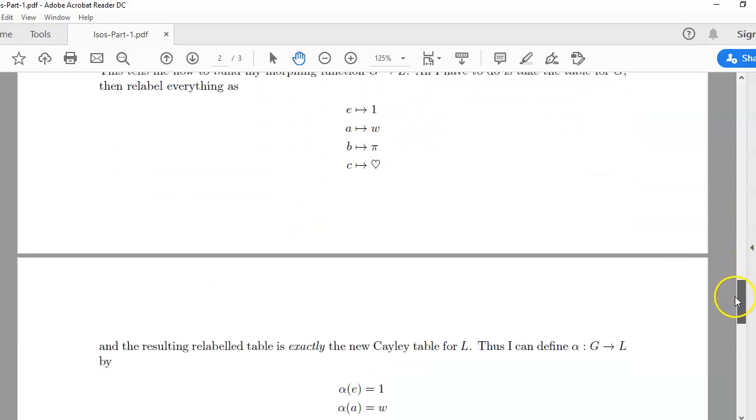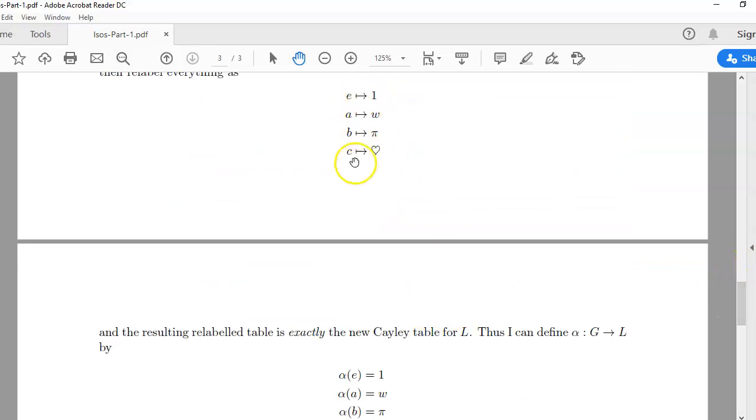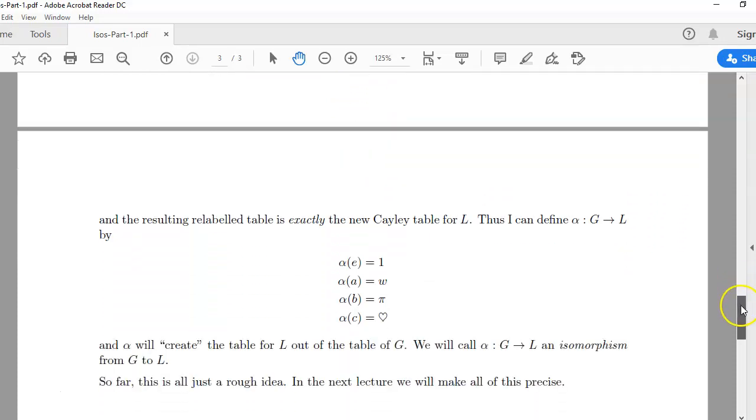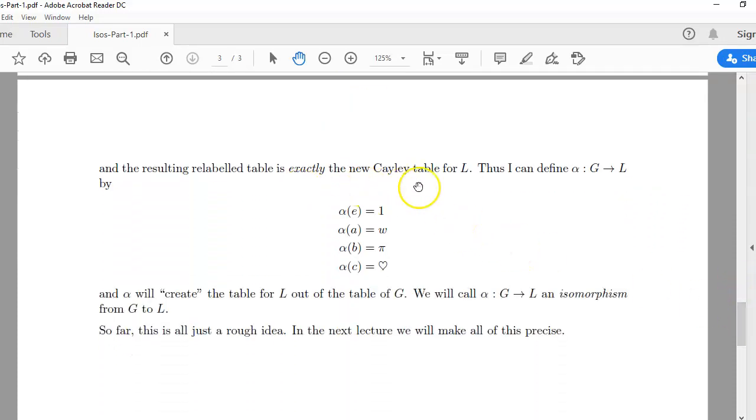But this is a function, right? This is a function that has domain E, A, B, C and has outputs 1, W, pi, heart. So this relabeling is a function. I can define a function alpha that goes from G to L by that exact same relabeling scheme. Alpha of E is 1, alpha of A is W, alpha of B is pi, alpha of C is heart. And alpha will create the table for L out of the table of G.